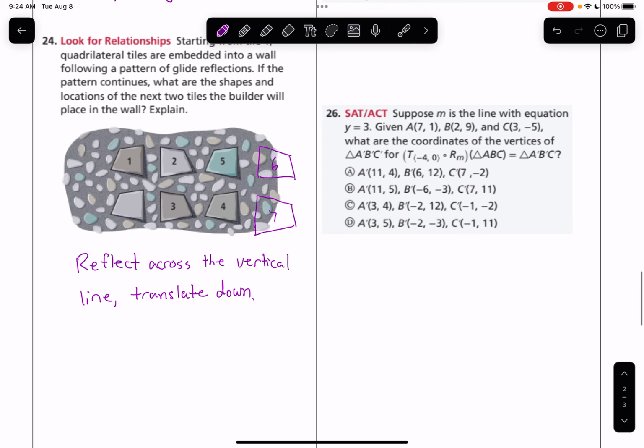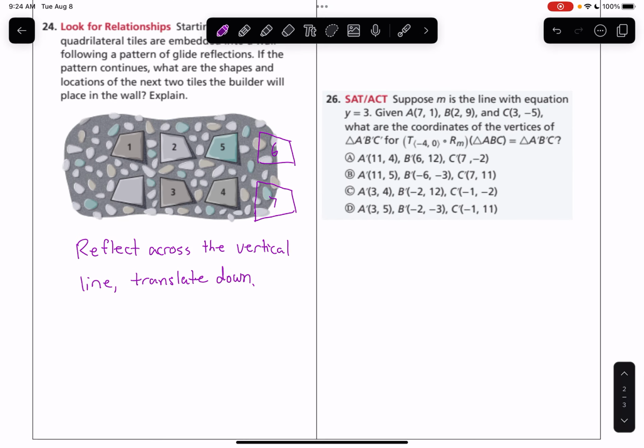Number 26, suppose M is the line with the equation y equals 3. Given A, B, and C, what are the coordinates of the vertices of A', B', C' if we reflect over that line and then translate -4? Let's do it. So we're starting with A at (7, 1). We're reflecting over the line y equals 3. So we're looking at the y coordinate. The y coordinate is a 1. 1 is 2 units below 3. So our new number is going to be 2 units above 3, reflected over that line.